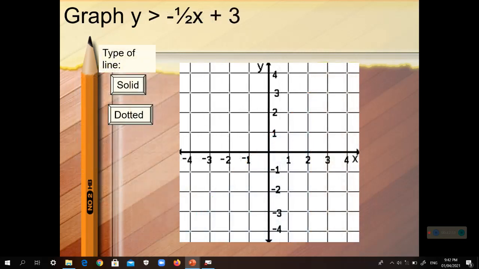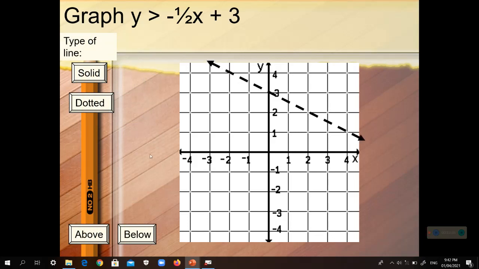Okay. So I have here a question, but you will not just solve this. So you will just determine the type of line. So since we are given y is greater than negative 1/2 x plus 3, what kind of line are you going to use? Is it a solid line or the dotted line? Correct. So you are going to use the dotted line. But since we have here again greater than symbol, so which part of the region are you going to shade? So you are going to shade above or below the line? Correct. You are going to shade above the line.